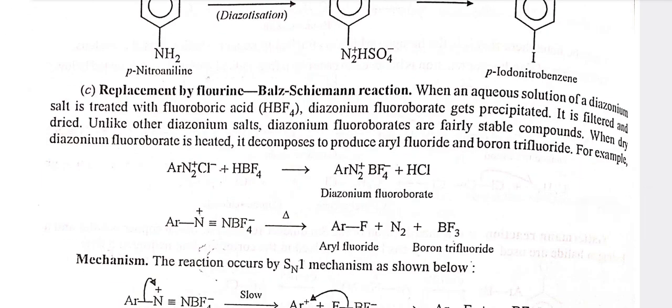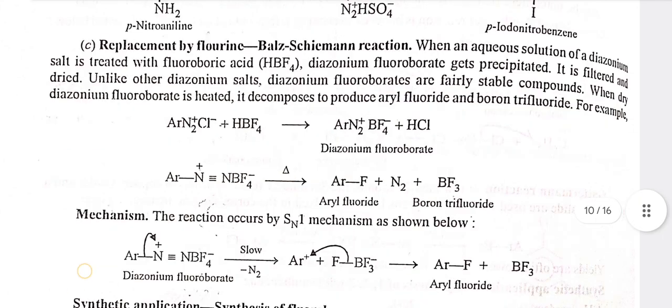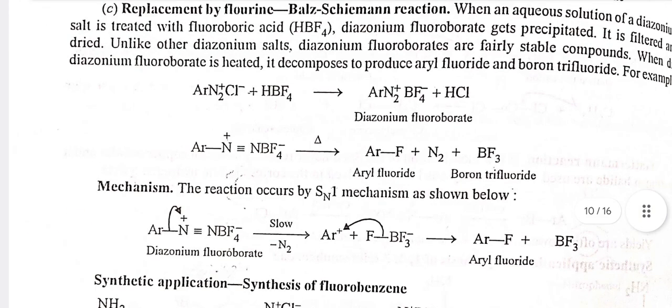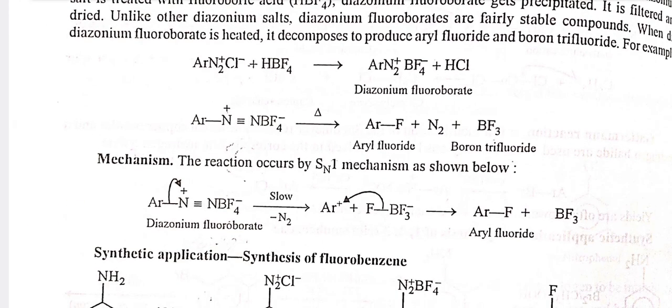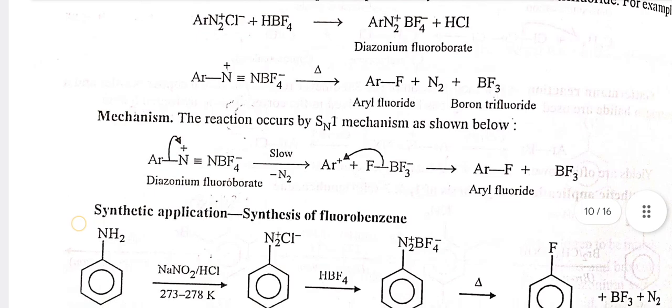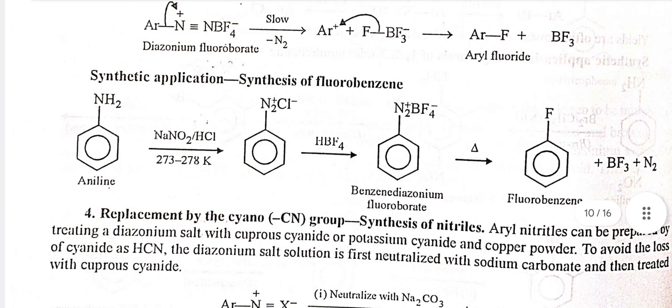Balz-Schiemann reaction. When an aqueous solution of diazonium salt is treated with fluoroboric acid, HBF4, diazonium fluoroborate gets precipitated. It is filtered and dried. Unlike other diazonium salts, diazonium fluoroborates are fairly stable compounds. When dry diazonium fluoroborate is heated, it decomposes to produce aryl fluoride and boron trifluoride. For example, ArN2+ Cl- + HBF4 gives ArN2+ BF4- + HCl. ArN2+ BF4-, in presence of heat, gives ArF + N2 + BF3.